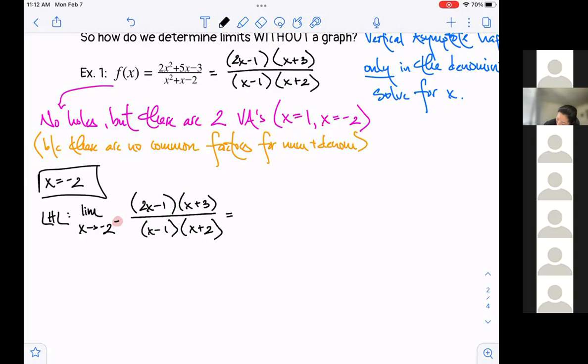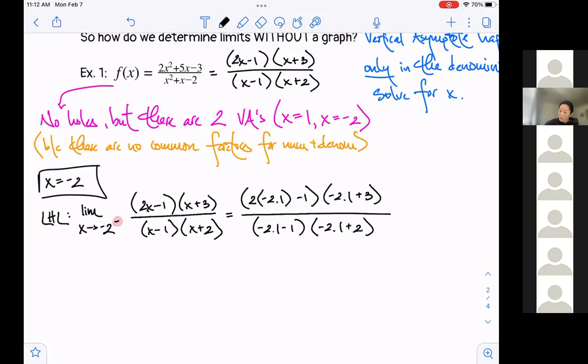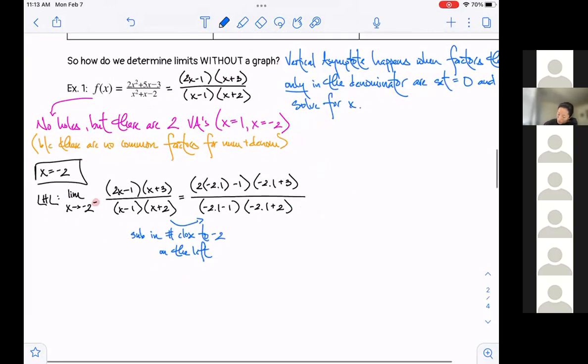So we are going to plug in negative 2.1 everywhere we see an X. And don't go rushing for your calculators yet. We're actually going to do this without one. Okay, so we sub in a number close to negative 2 on the left.